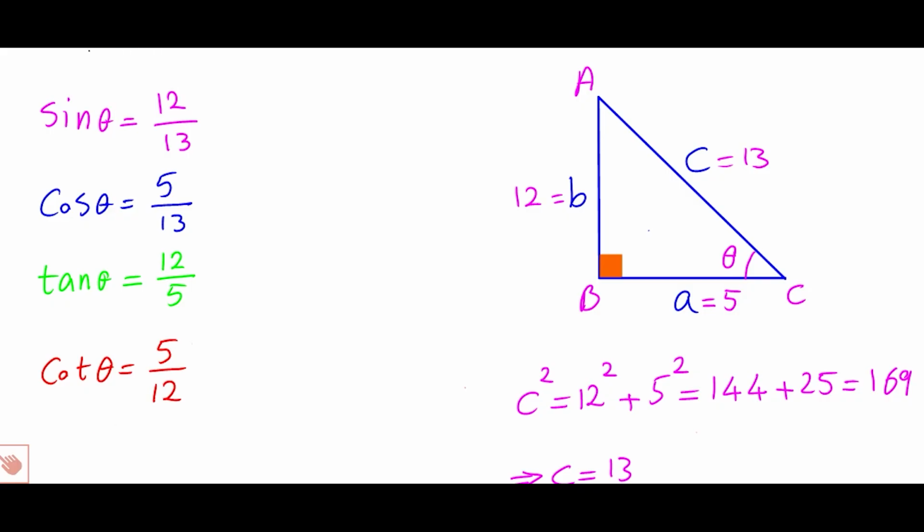And finally, secant theta is the reciprocal of cosine. It means 13 divided by 5. And cosecant theta is the reciprocal of sine. It means 13 divided by 12.